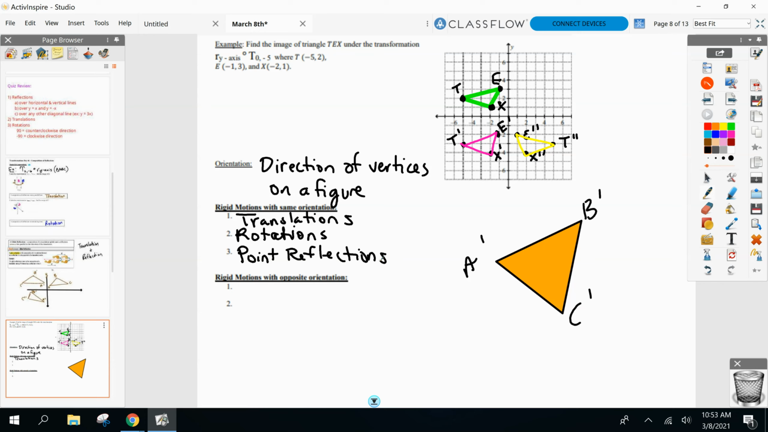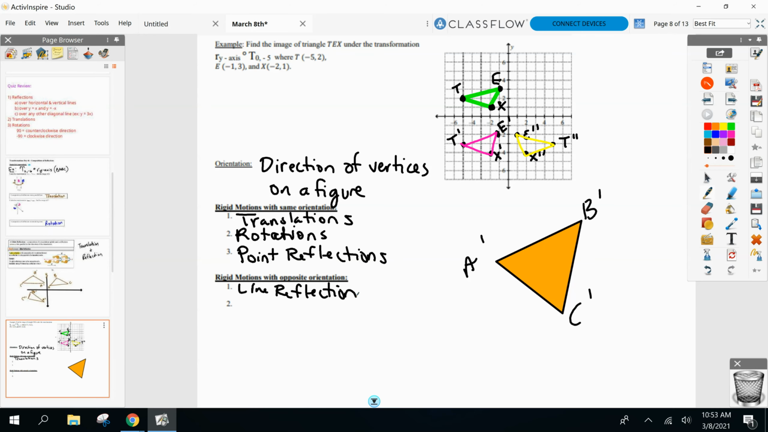All right, which one will then? What will change a figure's orientation? Sophia? Reflection. I'm just going to get a little bit more specific because we can do different kinds. Line reflection. If you reflect over a line, you will change the order of the vertices.